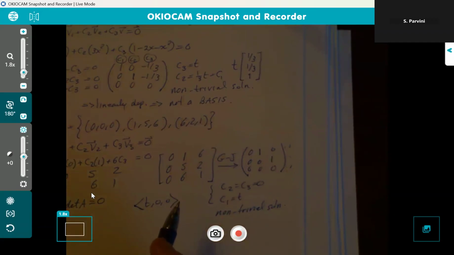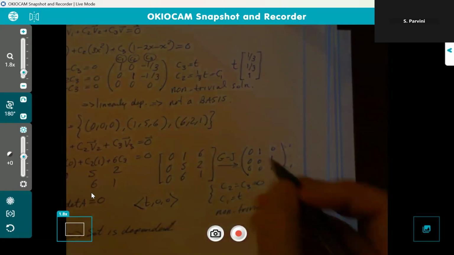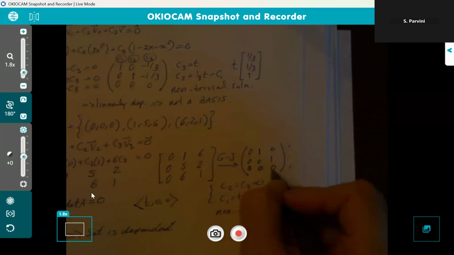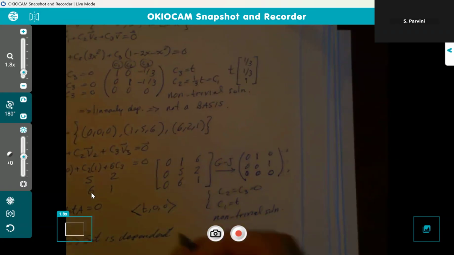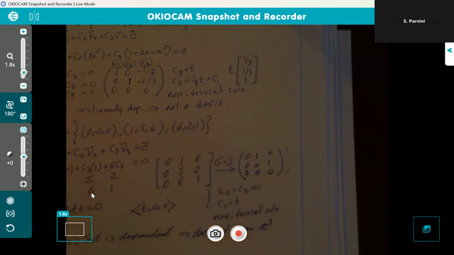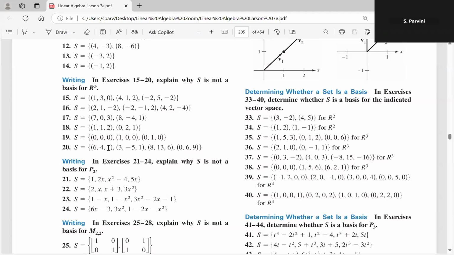If there's a non-trivial solution, that means the set is dependent. And you always see that from the Gauss-Jordan form. A row of 0 means a set is dependent. Therefore, it has to be linearly independent to span, right? So this does not span R3. Okay. Now, let me go to the book again and see if we find anything that's materially different.